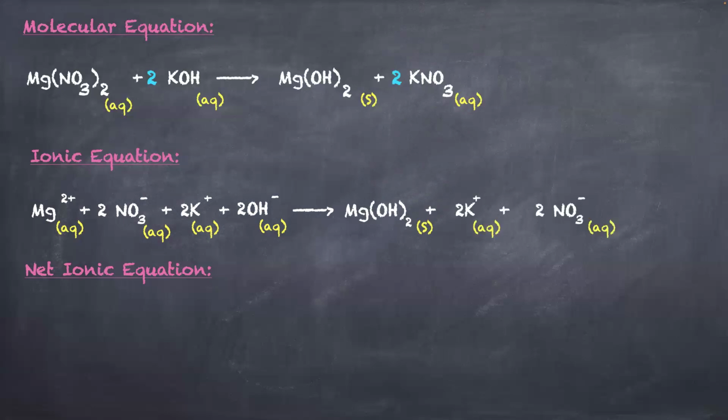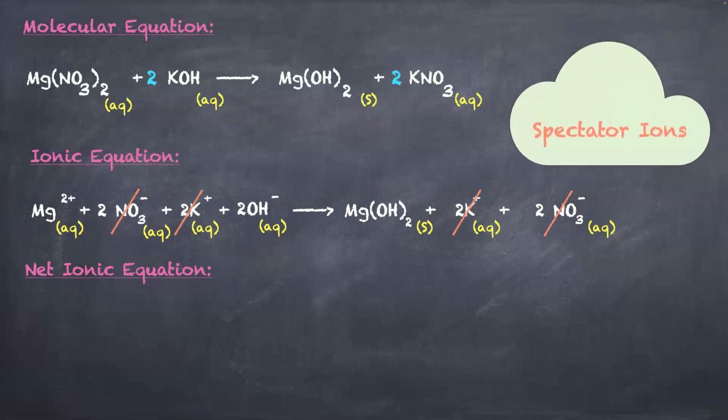Now, for writing the net ionic equation, we have to cancel the repeating ions. As you can see, the potassium positive and nitrate are repeated on both sides and in exactly the same amount. So these ions are considered spectator ions. Basically what it means is that they're not really reacting over here. They were just there in the solution and they remain in the solution. Nothing is happening with them.